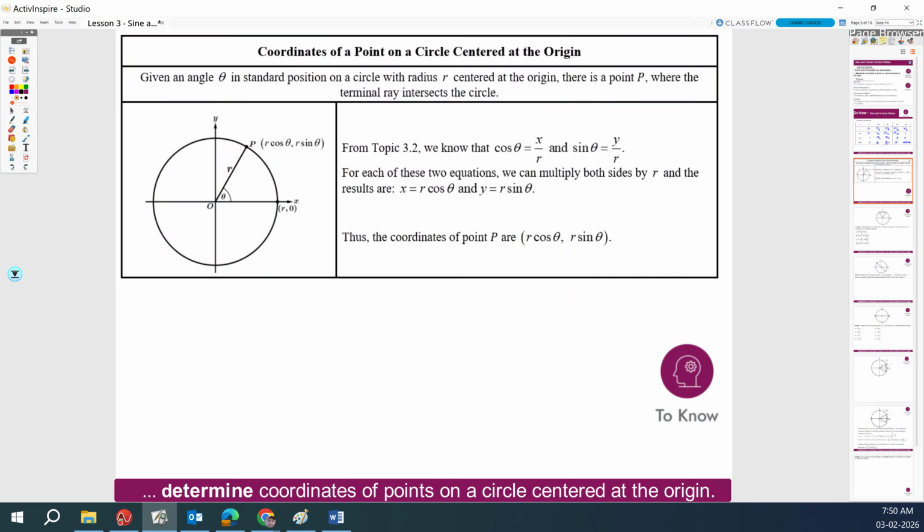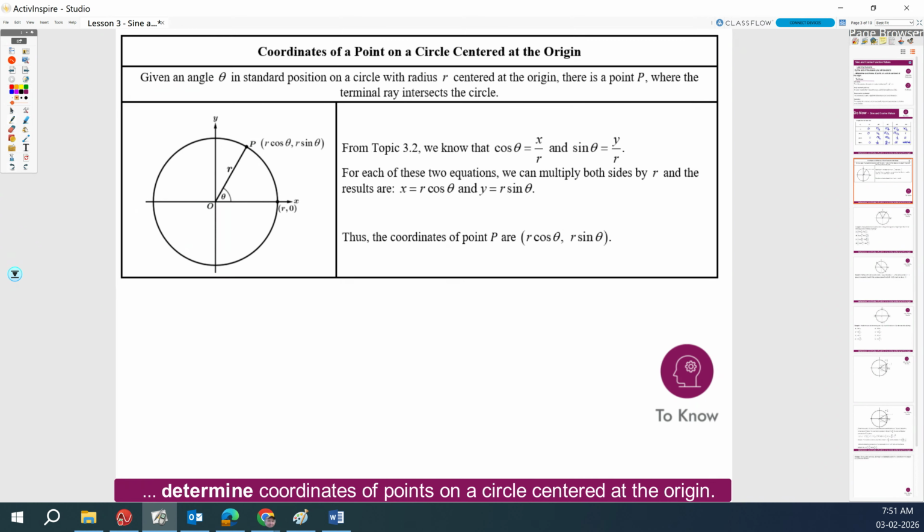So looking at the coordinates of a point on a circle centered at the origin. If we have any angle drawn in standard position, remember that standard position means that we're rotated from here in an anti-clockwise direction, like this one, we define an angle. So any angle written in standard position in a circle with radius r centered at the origin, there is a point P where the terminal ray intersects the circle. And what we see is that the cosine of theta is going to be x divided by r, and the sine of theta is going to be y divided by r.